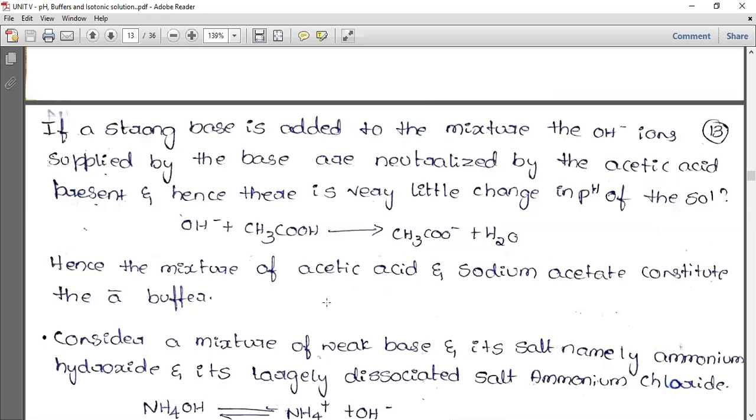Are you understanding? This was in the case where we considered a weak acid and its salt. Please let me know if anybody has not understood. And if you want, I can repeat.